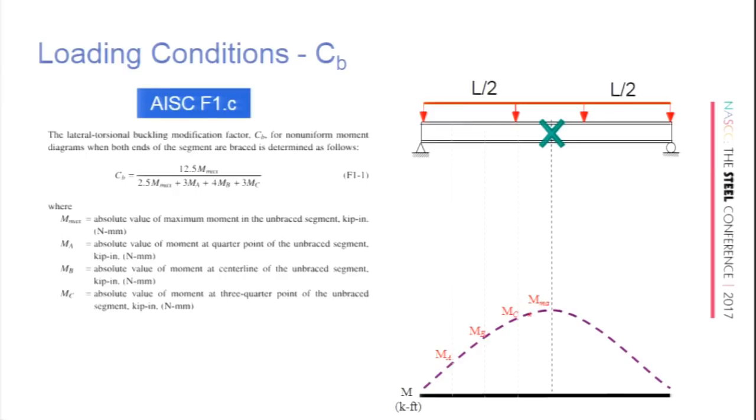So we'll all remember this formula. We've got to find the maximum moment, multiply by 12.5, and then divide by 2.5 times that maximum moment, plus the quarter point moments multiplied by 3, 4, and 3. And we're taking the absolute value of these moments. A common error is to think, well, if I have some kind of reverse curvature, I've got to take the negative value down here. Nope, you're using the absolute value of the moments to figure out this C sub B. Yes, and we're going to bring that point up. This is between the points of bracing, where we look at the segment, the unbraced length, between the points of bracing, not between the points of inflection.